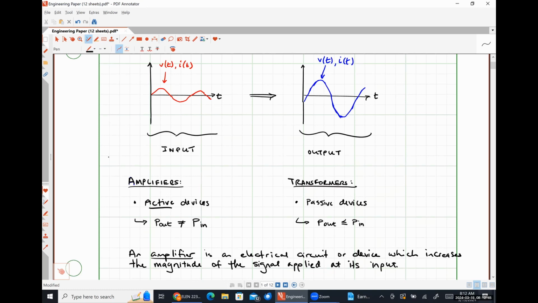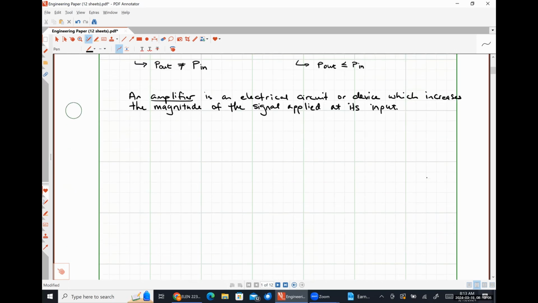We have a voltage or current signal with a small magnitude, and then through some sort of analog signal processing, it gets converted into a similar sinusoidal signal, but the magnitude is significantly larger, okay? So for right now, let's think of an amplifier as a black box network, okay?